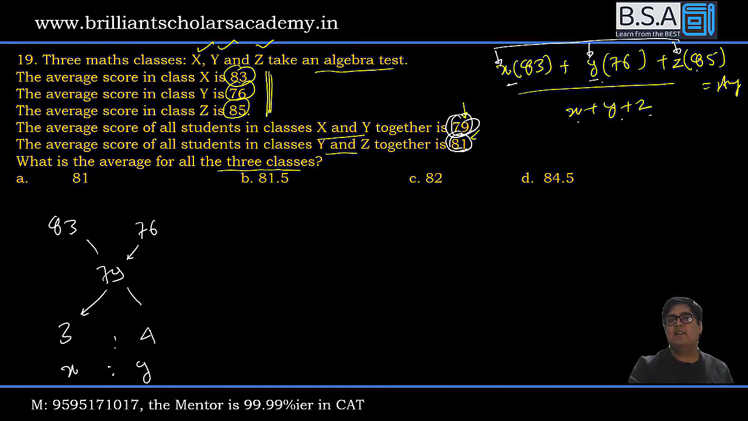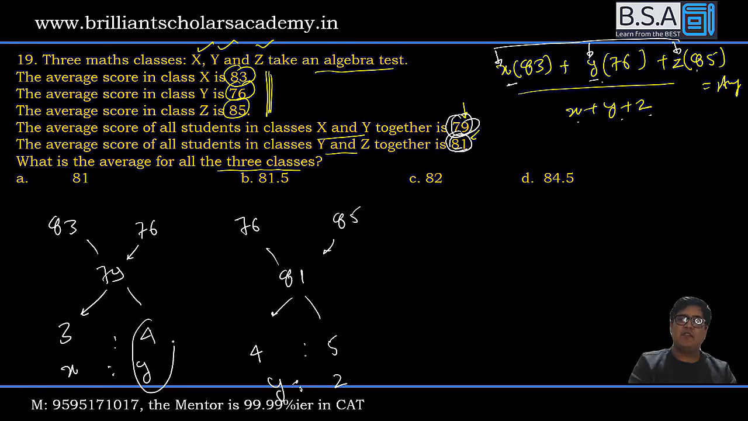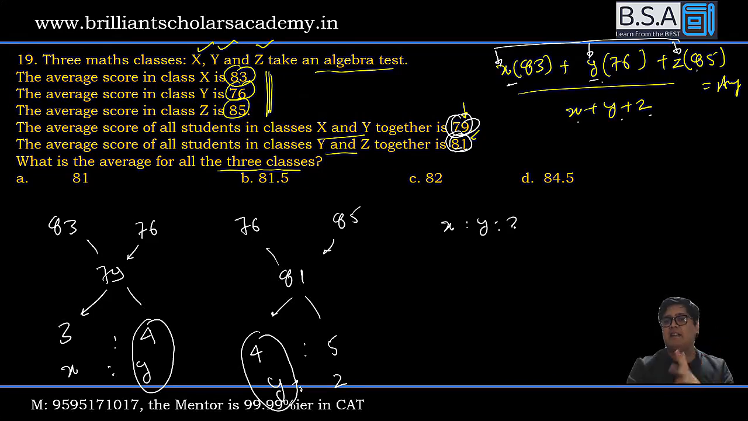What is this 81? It is 81 for Y and Z combined. What is Y's average? 76. What is Z's average? 85. So what is the gap here? The gap is 4. What is the gap here? The gap is 5. Luckily for you and me, value of Y is 4 in the ratio. Value of Y is again 4 in the ratio. It is equal. If it was not equal, one more step would have been added. I'll have to make it equal. So the strength of X, Y, and Z are in the ratio of 3, 4, and 5.